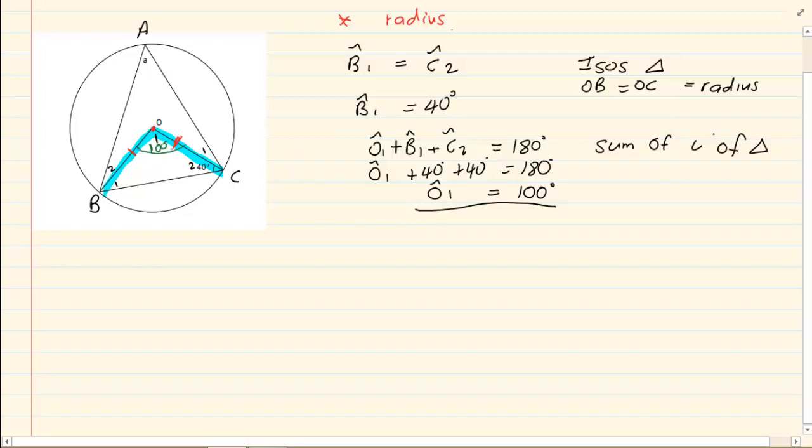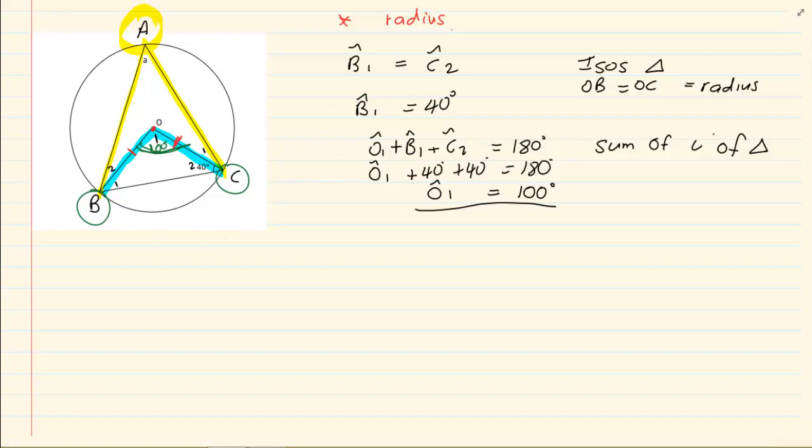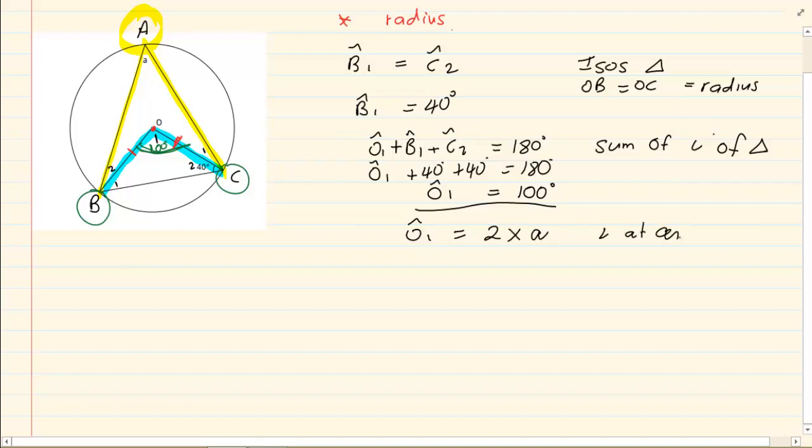Now if you look at O1 and look at the line, it's coming from B and C. And from B and C there is another line, and those are going to A. So again we have angle at center is twice angle at circumference. So O1 is going to equal to 2 times A. And our reason is angle at center is 2 times angle at circumference. So if O1 is 100, then we have 100 is equal to 2A, giving us A is equal to 50 degrees.